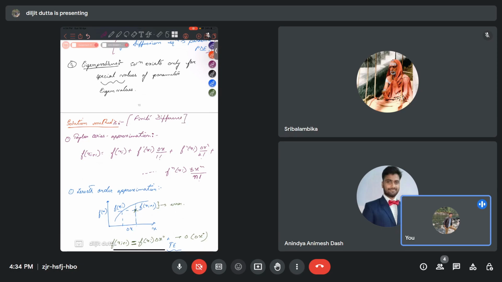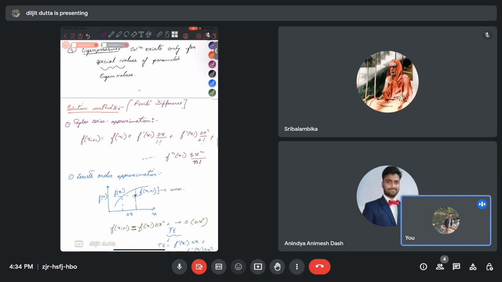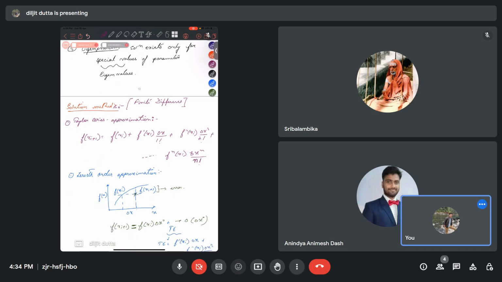Now we'll try to obtain the scheme for finite difference, how we will proceed for a solution in the finite difference method. Suppose we all know the Taylor series approximation. Suppose we know the values at a point I in a field. How will we get the values at the point I plus 1?